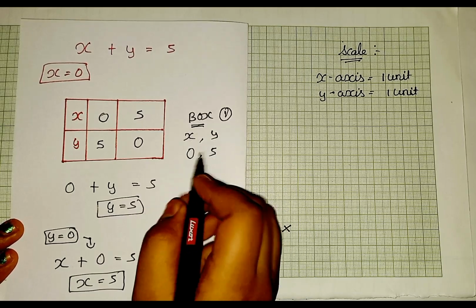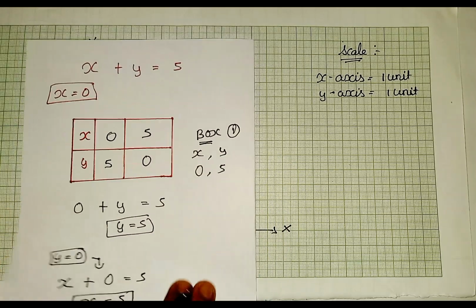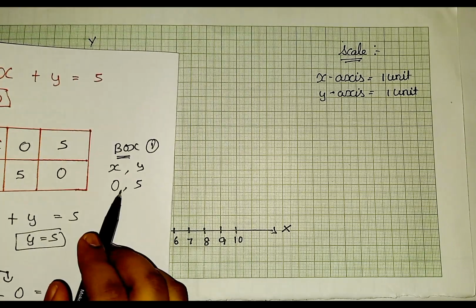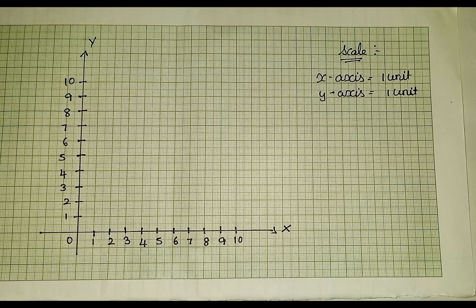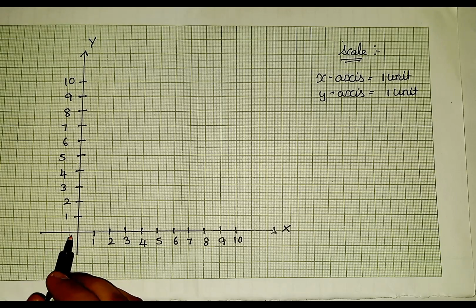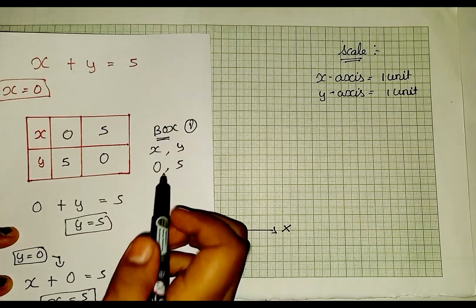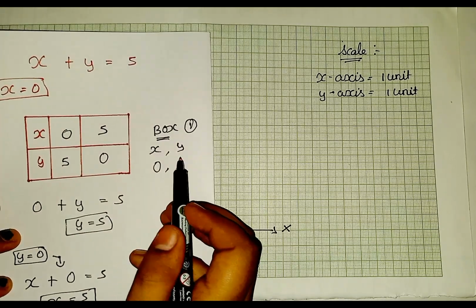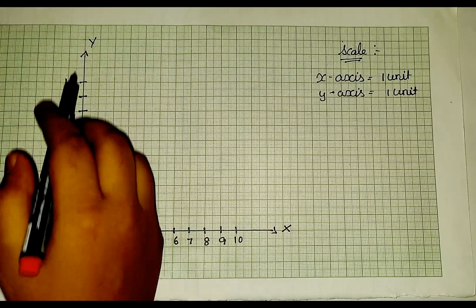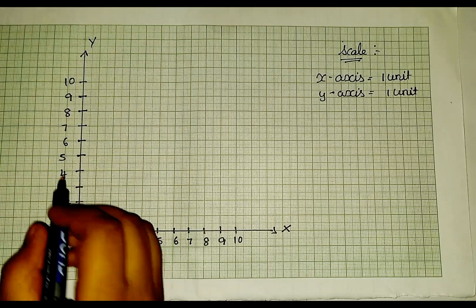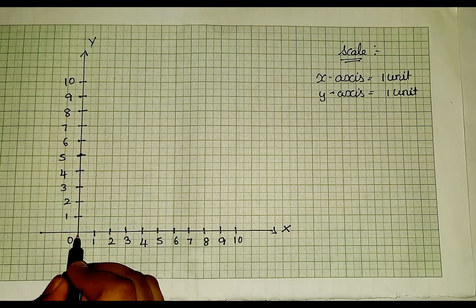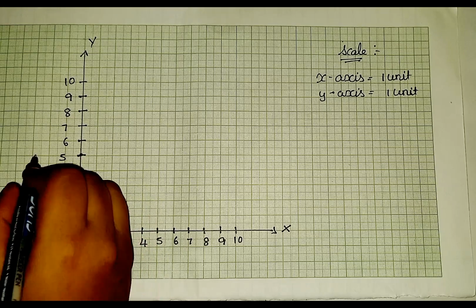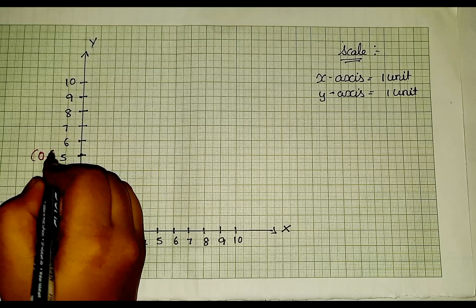Now let us find these values in the graph. We are supposed to find 0 comma 5. So in the x axis we are supposed to find 0. So 0 is right over here, and we are supposed to find y 5. So we are supposed to find 5 in y axis. So this is the y axis. So 5, it is right over here, isn't it? Then I can mark here, and just straight when you come we have 0 as well. So I can write 0 comma 5.